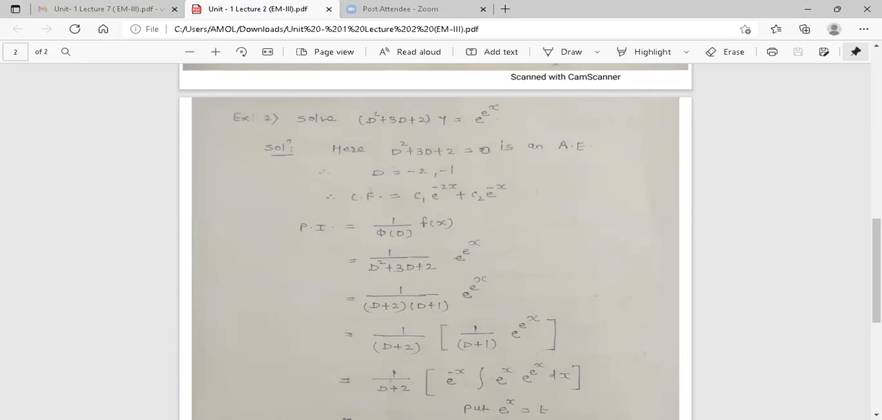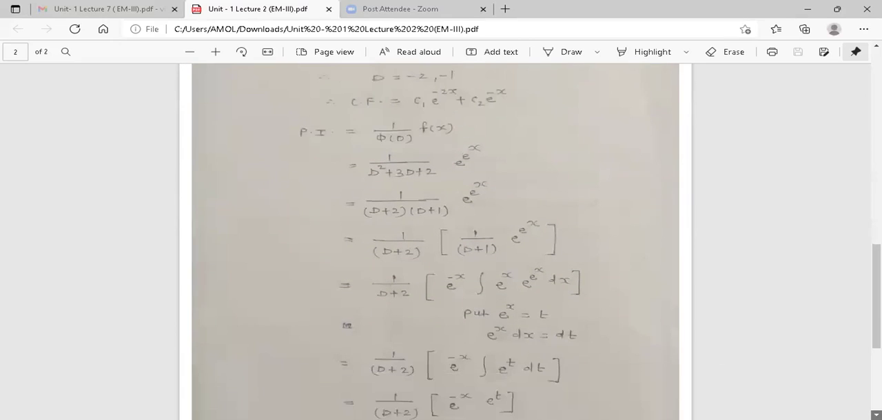So the factors are D plus 2, D plus 1 into e to the power x. Now there are two factors in the denominator, so we will solve one by one. First we will solve for 1 upon D plus 1, and then we will solve for 1 upon D plus 2. So 1 upon D plus 2 stays as it is. Now solve for 1 upon D plus 1. Now the function is e to the power x, so use the third formula of the general method.